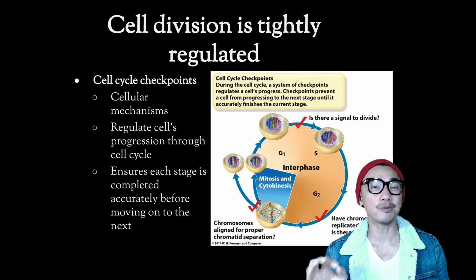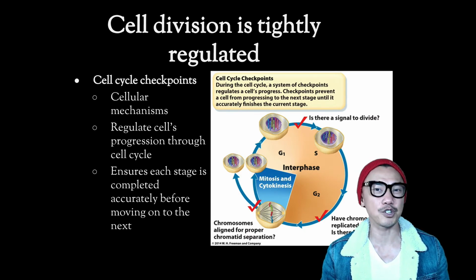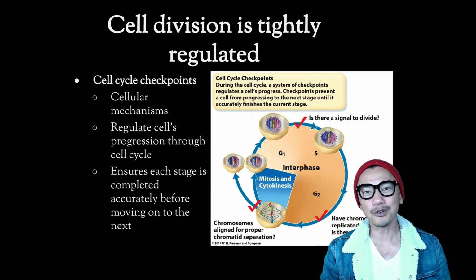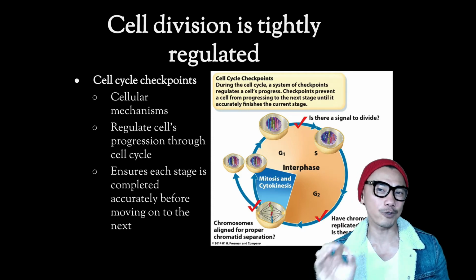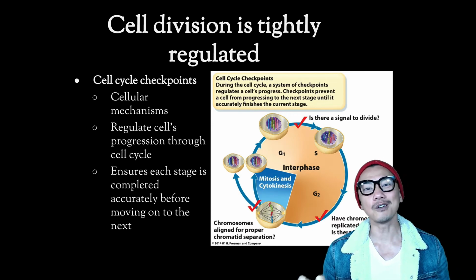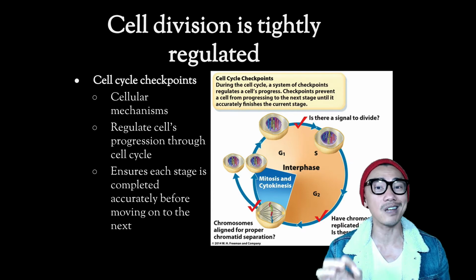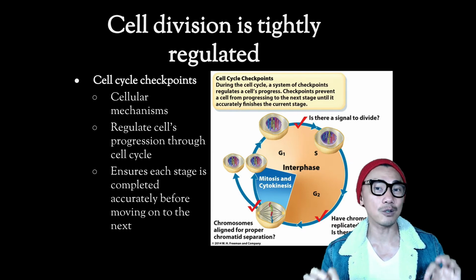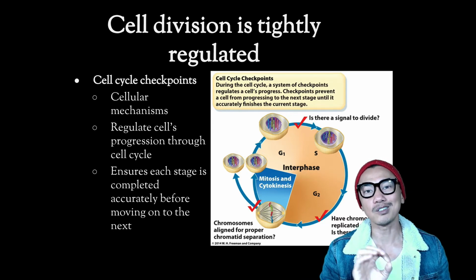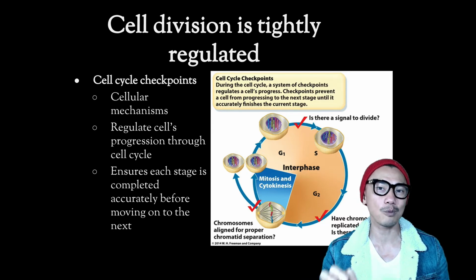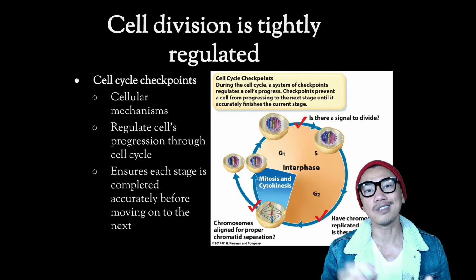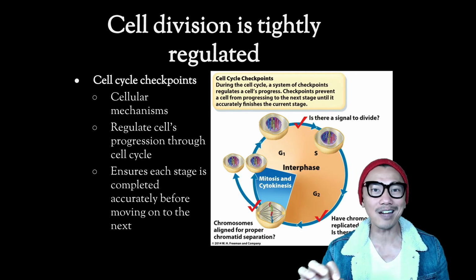Cells need to tightly regulate or control cell division and make sure they're dividing only when they need to. Otherwise, cancers could occur more frequently. To do this, cells have cell cycle checkpoints. These are cellular mechanisms overseen by proteins that are found in every cell. The cell cycle checkpoints make sure that cells progress through the cell cycle properly. They ensure that each stage is completed accurately before moving on to the next one.